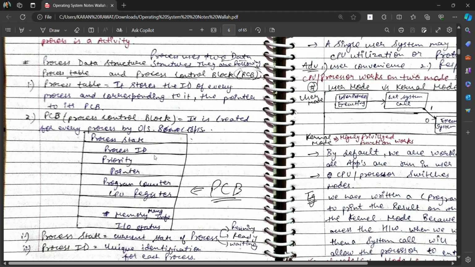Okay, so every process has its PCB, and that will store its state, its ID, you can say the overall information of a process is stored in its own PCB. So every process has its own PCB. Getting my point? And who created it? Operating system.